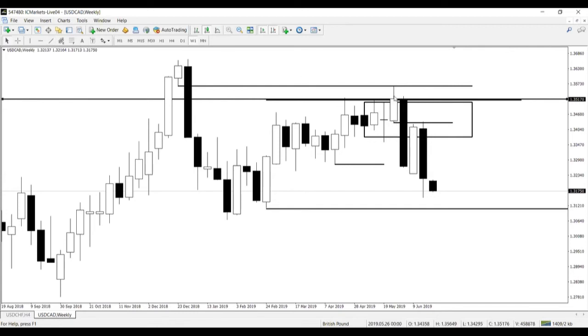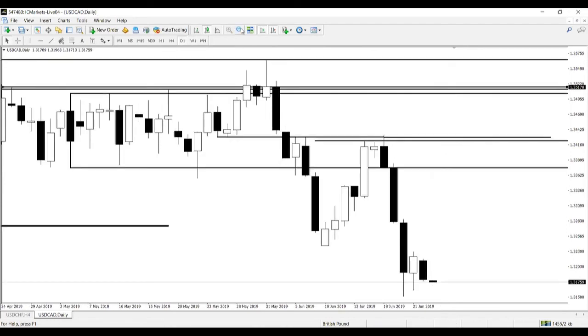So price came into a key resistance zone of the 1.34300 level. This is where price raided the previous week's high. So we managed to get a stop run above this significant weekly high of 1.34230. We managed to raid that significant high into a key level of resistance at that weekly bearish order block, key level of supply being distributed.